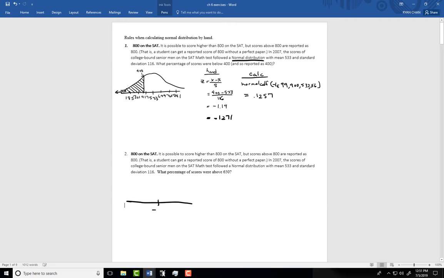So I have 533, and I'm going up by 116 each time. Here's a tip too. If you're running out of time, you don't have to label all three of them out. You just want to do enough so that it's talking about the problem that you're doing. So it says above 650. So I'm just focused on this one right here. I'm not even really worried about the left. Now let's look at this one. It says what percentage scores were above 650. Okay. So 650 is like right here. It's a little bit above 649. And we're going this way now.